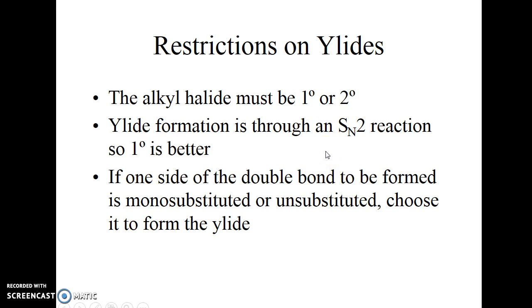Ylides are formed by an SN2 reaction, and so the alkyl halide needs to be primary or secondary. Best is primary, of course. So if you're trying to choose how to make a particular compound using an ylide, you need to make sure that you put the ylide on the primary carbon if possible.